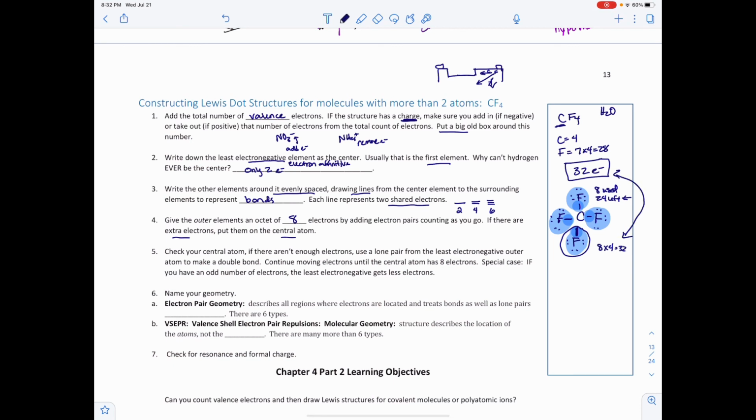What's left, though, is that sometimes it doesn't match. So that's what's going to be coming up, dealing with the times that it doesn't match. And this is actually in the next chapter, but you're going to then move on and you're going to name the geometry, and you'll even look for things like resonance and formal charge.